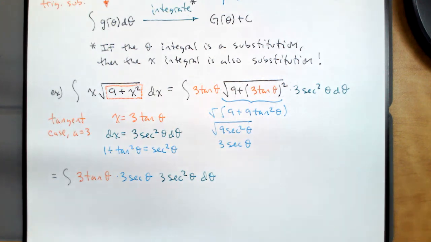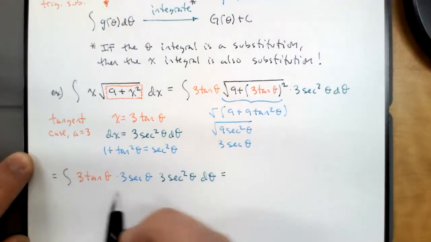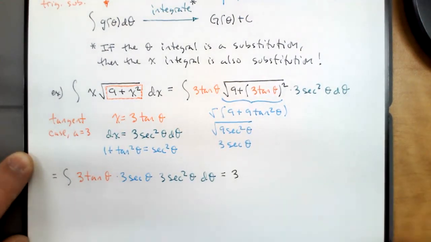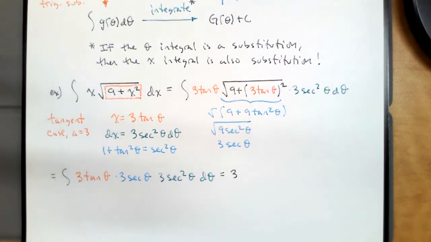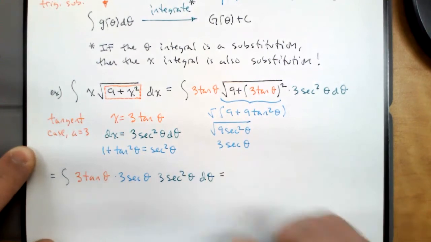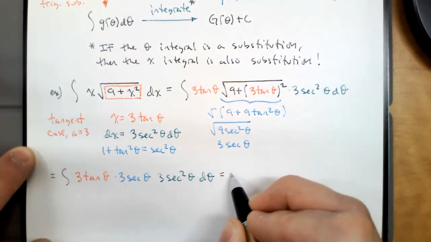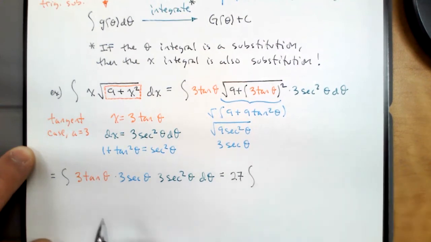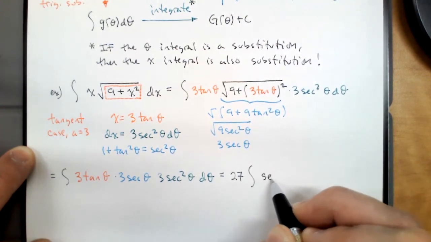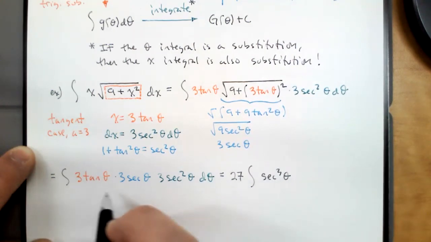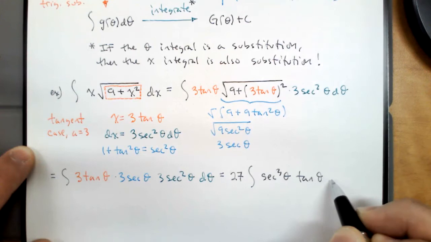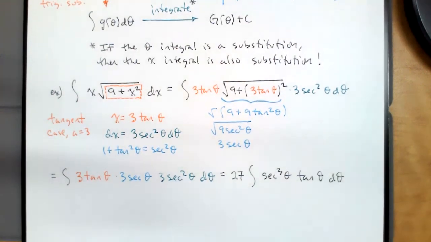So if we simplify all of this, I'm going to gather the 3's, although 3 3's is 27. And then we'll have a secant cubed and 1 tangent. Now we've arrived at the theta integral. We have done our trigonometric substitution. We have landed on our theta integral.